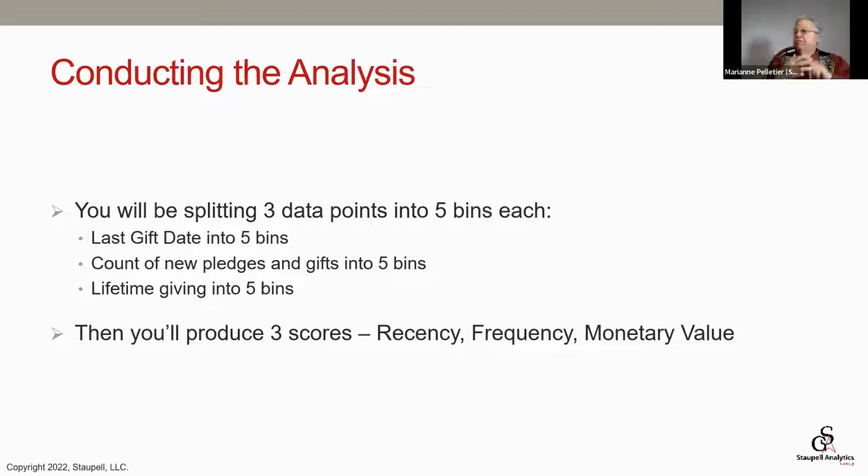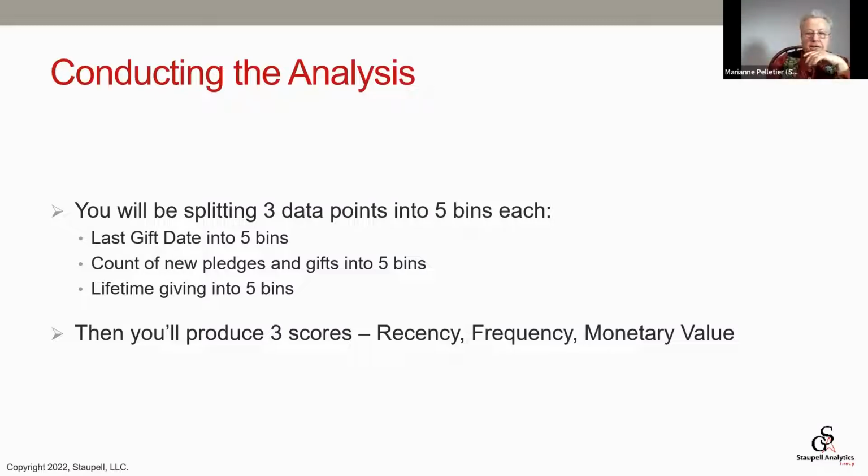You're going to be splitting 3 data points into 5 bins each. And binning is actually a statistical term. Your last gift date is going to be split into 5 bins, the 20th percentile. So if you have 100 prospects, their last gift dates are listed, you would split them 20, 20, 20, 20, 20. Wow, I had to count that while I was talking to you. So that's how you would do it. And so what you would know then is where does bin number 5 start for the last gift date? How recent was it?